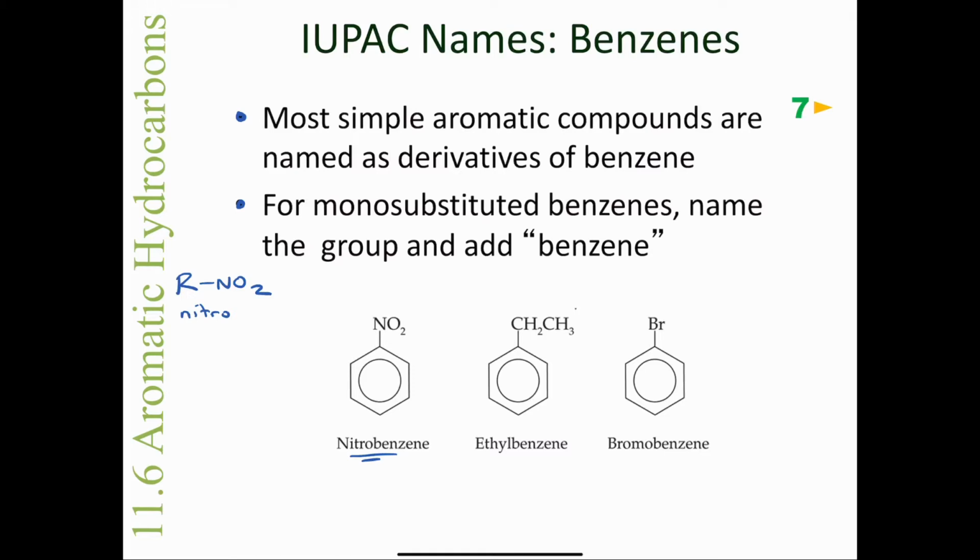This group up here might be a little bit more familiar to you, the ethyl group. And so in order to name this molecule, we simply call it ethylbenzene. And then if we have a bromine attached to our benzene, we would call that bromobenzene. Right? What if we had an iodine attached to our benzene molecule? What would that be called? Of course, it would be called iodobenzene.